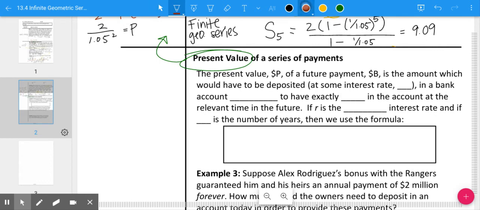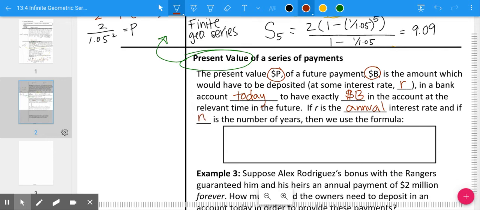The present value is that P that we saw in the equation, and the future payment, or what I need later, is B, the balance after a certain amount of years. And we deposit it at some interest rate. We use R for that, and we deposit it in the bank account today to have exactly whatever amount I need, B dollars, in the account in the future. We're assuming R is the annual interest rate. We are not doing this with compounding. That would get totally out of control. So we're letting it be an annual interest rate, and we're letting N be the number of years that we run it for.